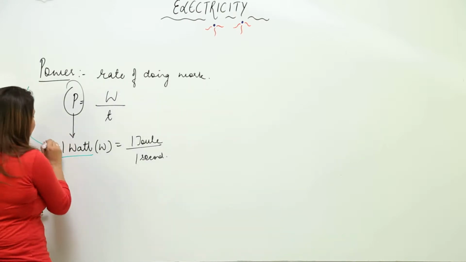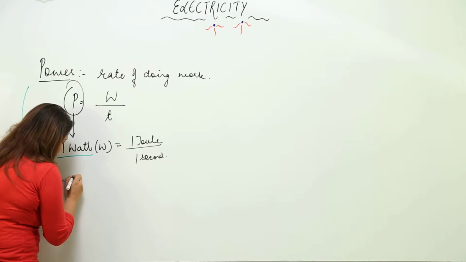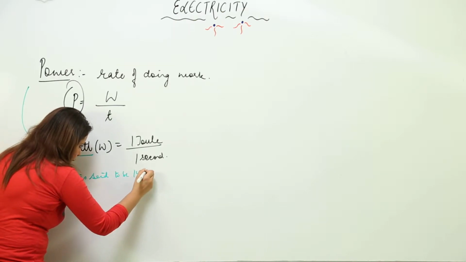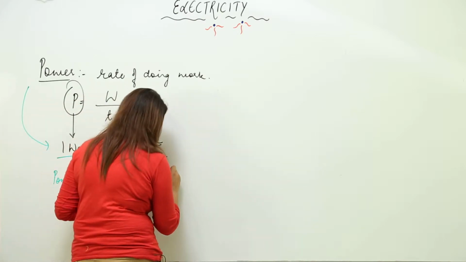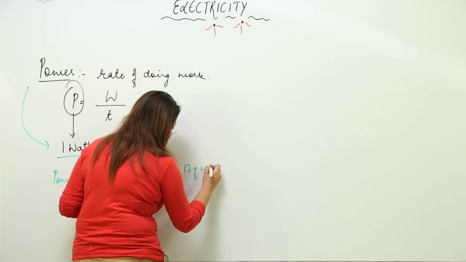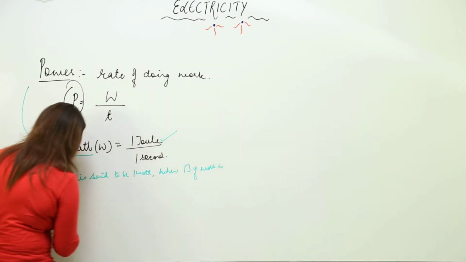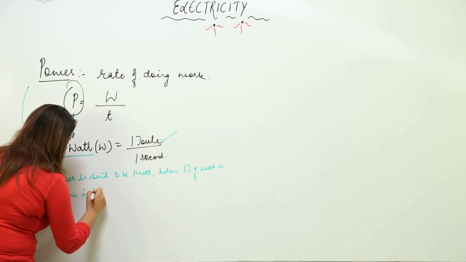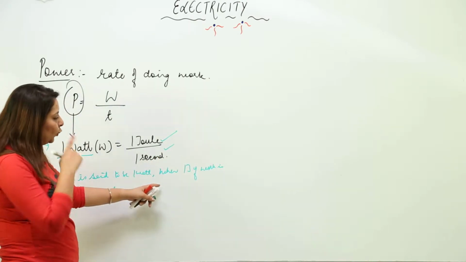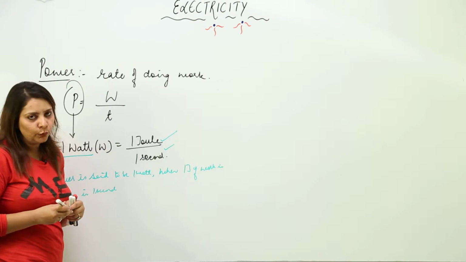Now how do we define watt? We say that power is said to be 1 watt when 1 joule of work is done in 1 second. So power is said to be 1 watt when 1 joule of work is done in 1 second.